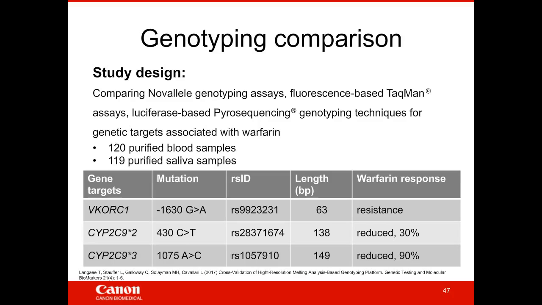A mutation in the VKORC1 can cause warfarin resistance. A mutation in the CYP2C9*2 will reduce metabolism by 30%. And a mutation in the CYP2C9*3 reduces metabolism by 90%.